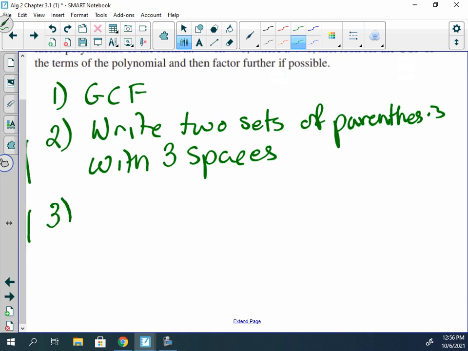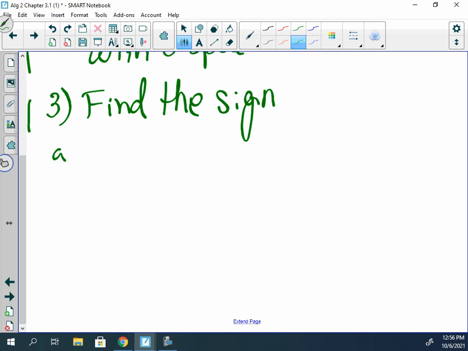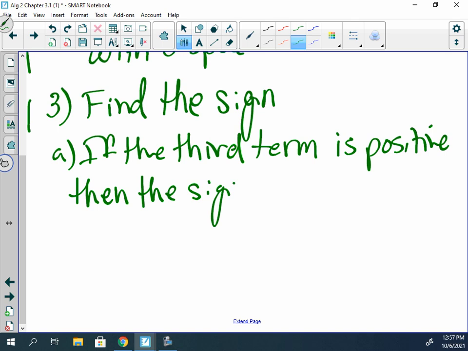Step number 3 is going to be to find the sign. If the third term is positive, then the signs will be the same and match the sign of the middle term.